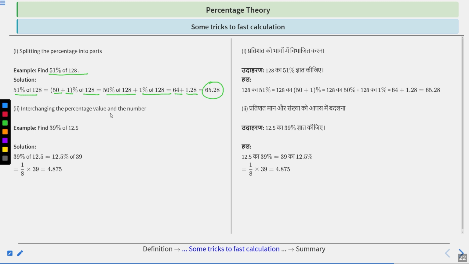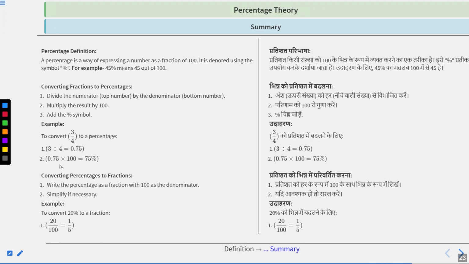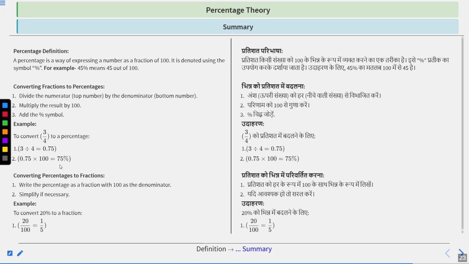Interchanging the percentage value and the number. Now, find 39% of 12.5. How can we solve it? 39% of 12.5 we can change to 12.5% of 39. We already discussed this formula. So 12.5% we can write as 1 by 8, into 39, which is 4.875.